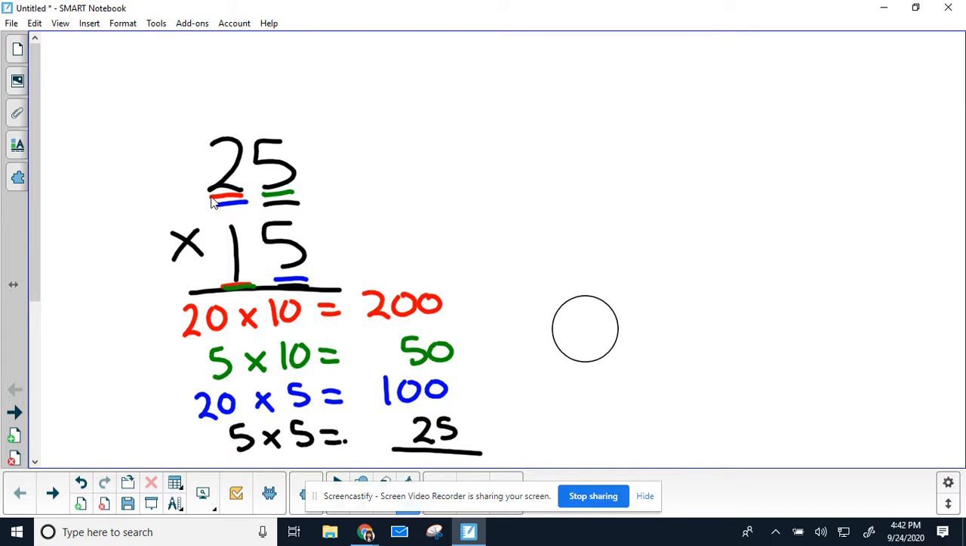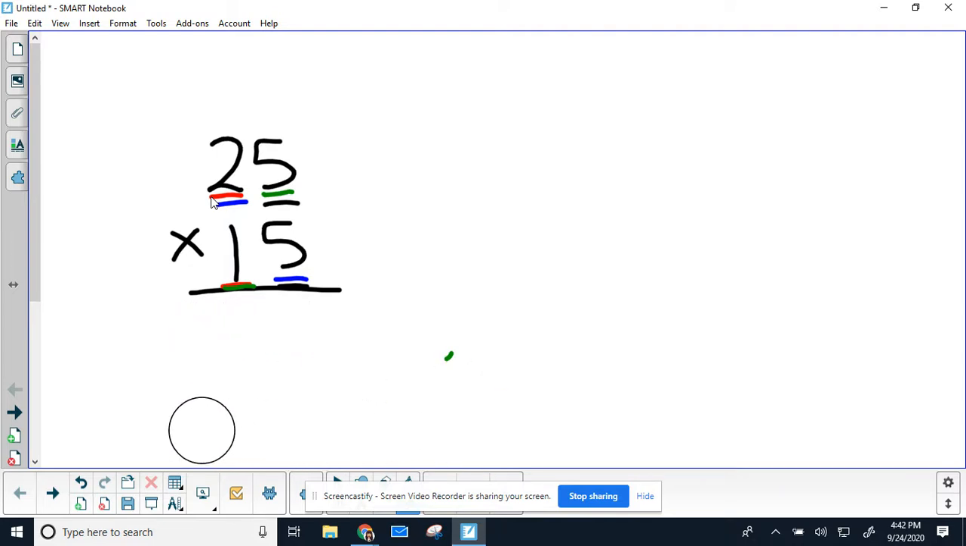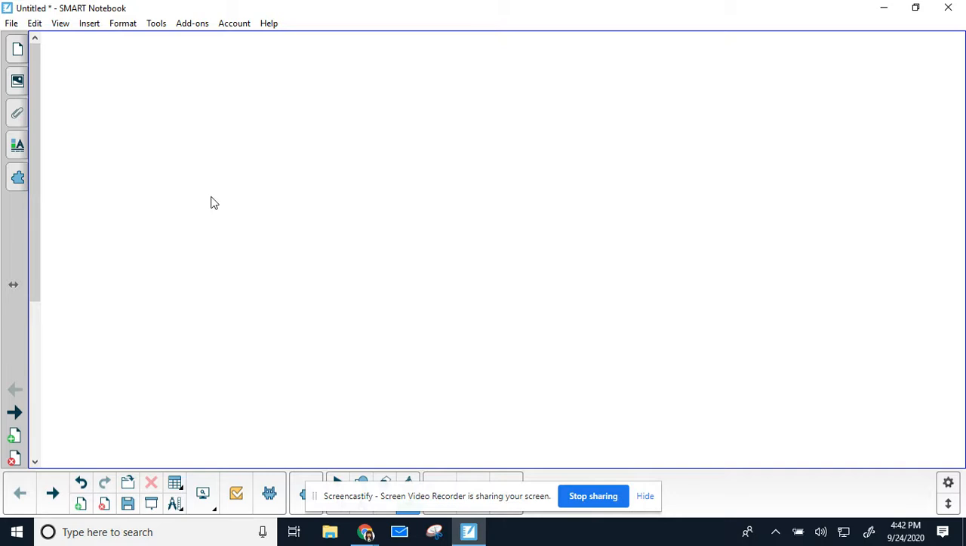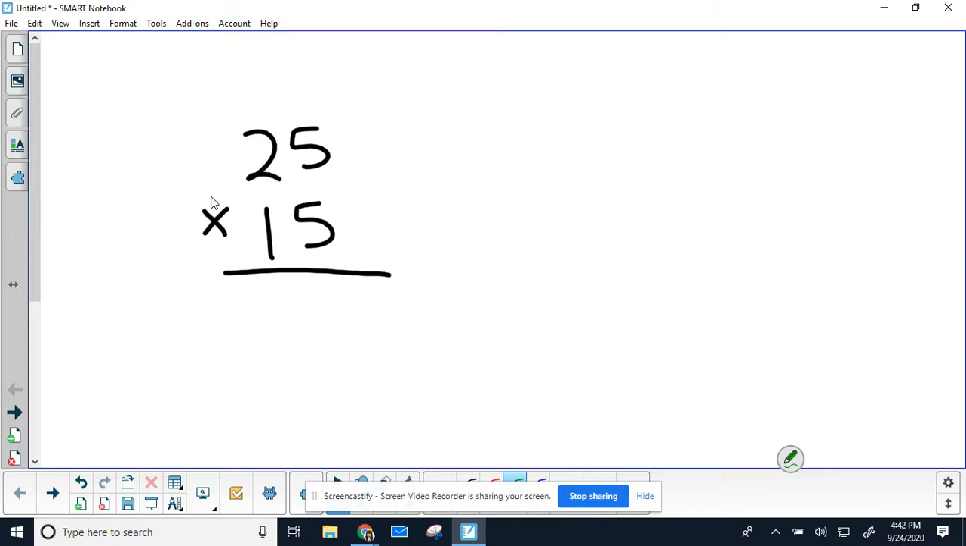I'm going to erase all this, and now we're going to go to turtle method, or regrouping. Okay, so again, using the exact same problem, 25 times 15. All right, so we're going to draw our turtle head around the 5 and 25. Okay, so 5 times 5 will be 25. Drop my 5, sorry, and carry my 2. 5 times 2 is 10, plus 2 more is 12.